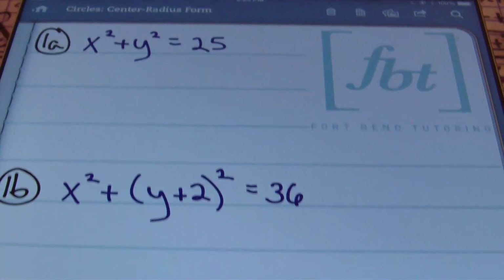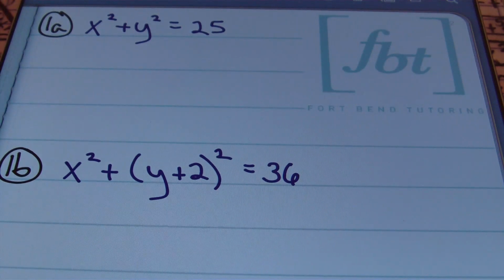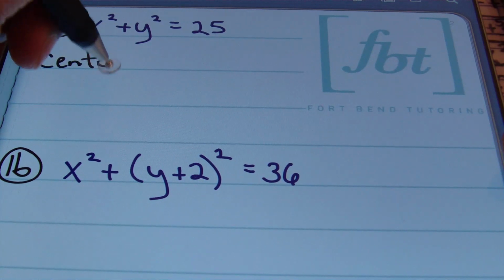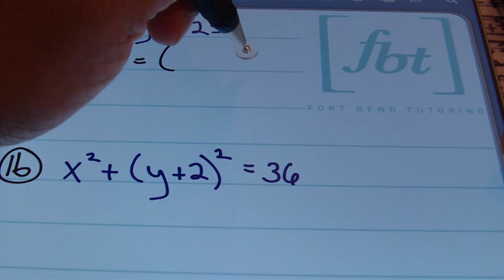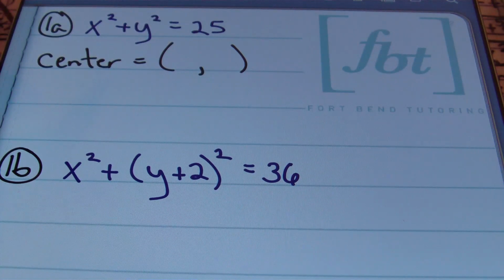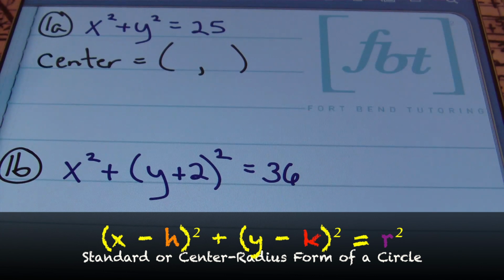In problem number 1, we have x squared plus y squared equals 25. What we'll be doing is identifying the center and the radius of these equations. So in 1a, if I'm asked to find the center of this equation, that means I need to find the h and the k value. Notice that we don't have any binomials squared in this equation. In other words, you don't see that (x minus h) squared form or the (y minus k) squared form. And that's okay. That simply means that the h value is going to be 0 and that the k value is going to be 0.